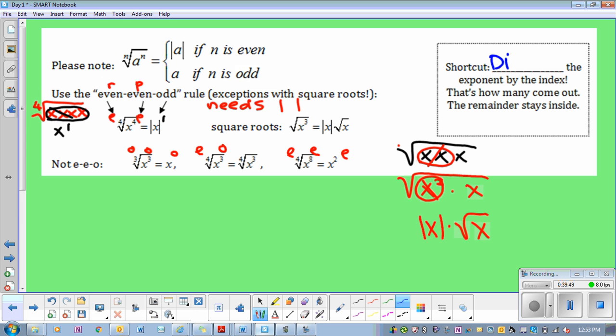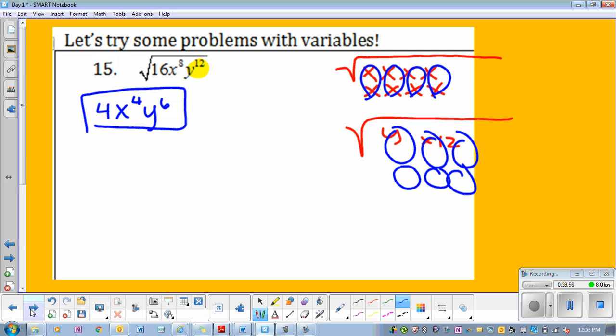Divide. That's what you're doing. So not the numbers, this is just the exponents. The square root of 16 is 4. 8 divided by 2 gives you a perfect 4. That 4 goes with your x's. 12 divided by 2 gives you a perfect 6. That goes with your y's. That's another way to do that, okay?